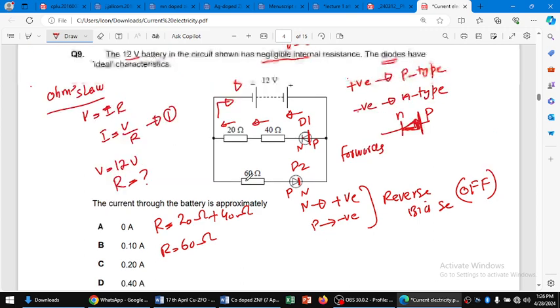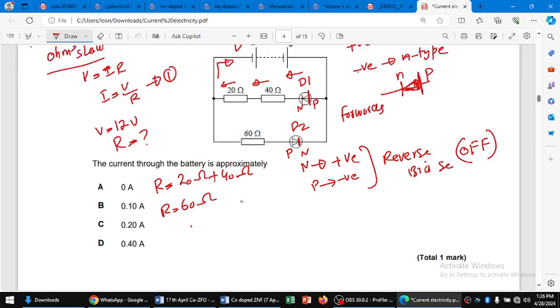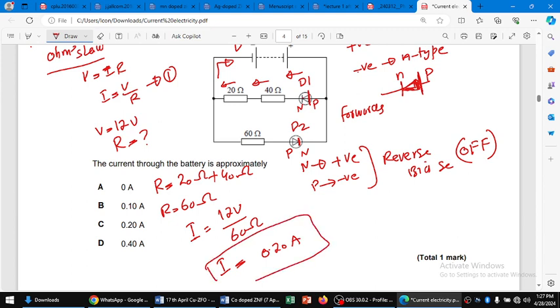Now with a resistance of 60 ohm, we can find the current through the battery. The potential is 12 volt and the total resistance of the circuit where the current is flowing is 60 ohm. So 12 over 60 gives the answer 0.20 ampere. So option C is the correct option.